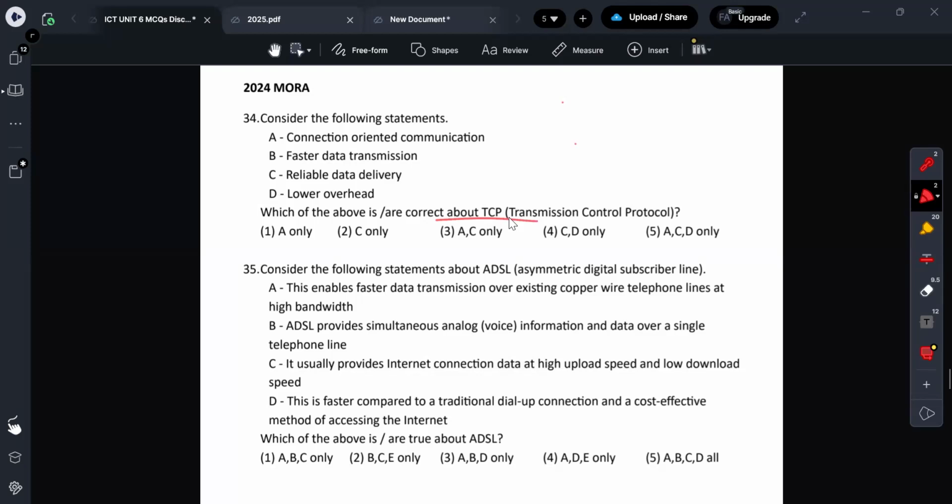Now TCP. Consider the following statement. So TCP, is it connection oriented? What did I say? Yes, it is. Is it faster data transmission? No, because TCP checks for errors, tracks packets, and manages connections. So it is actually slower than UDP, which just transmits data without verification. Reliable data delivery, yes, I already explained. Lower overhead, no, due to its features like acknowledgement, connection tracking, and all. TCP has a much higher data overhead than UDP. So the answer is A and C only. Okay.